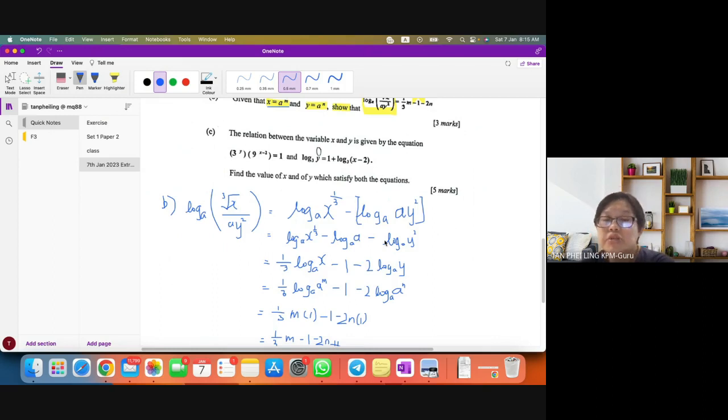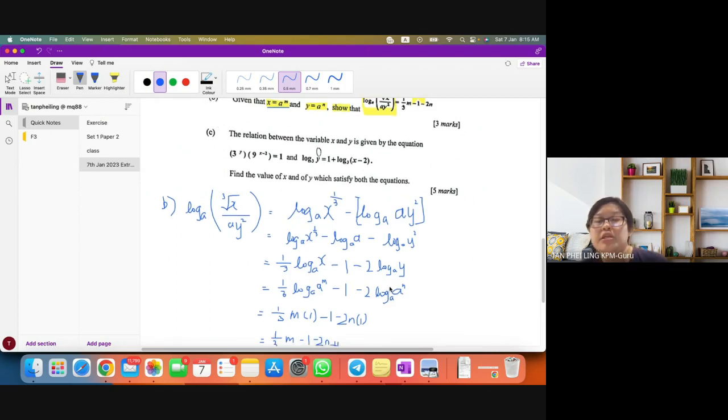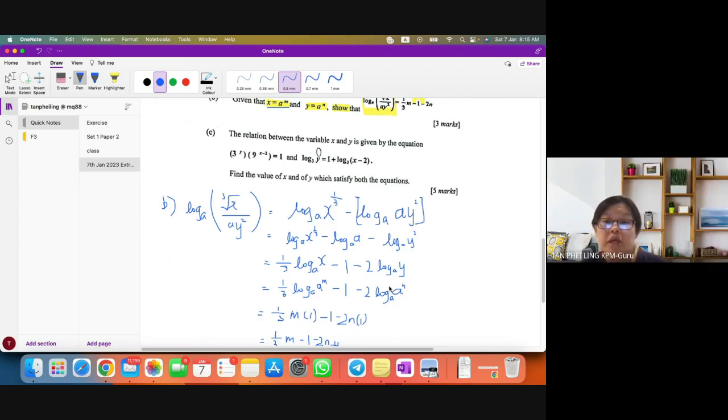So this question is quite straightforward, where you don't have to change anything here to become log, but just substituting will be faster. Okay, so Farisha, is it okay for you? Wait, teacher, I'm digesting. Oh, you're digesting. Okay, so step 1, is it okay for you first?